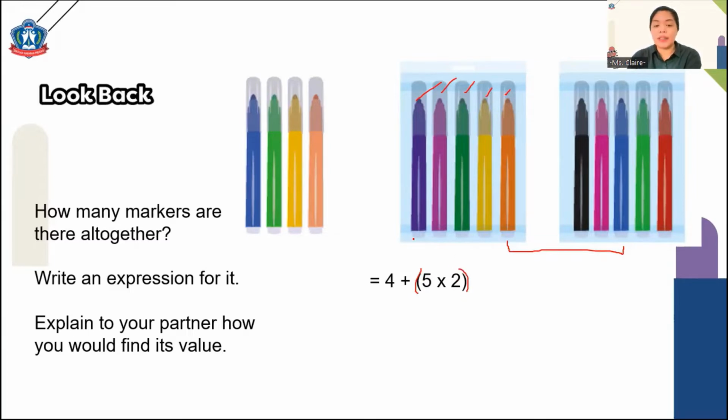Now, which of these numbers will we compute first? Right, we will compute first the multiplication, or the numbers inside the parenthesis. So 5 times 2, and that is 10. Next, we proceed to addition, and that is 4. So 10 plus 4 or 4 plus 10, and that is 14. So there are 14 markers. Okay, let's move on with another expression like this.